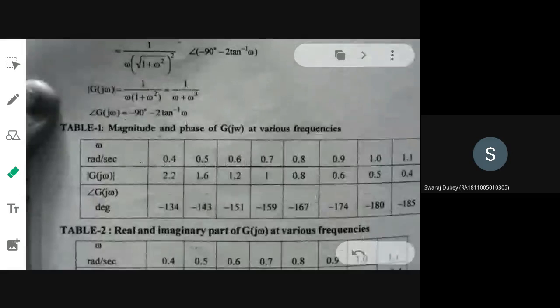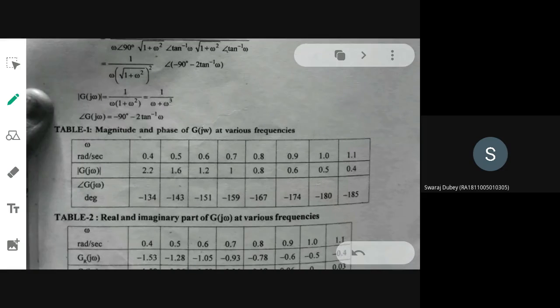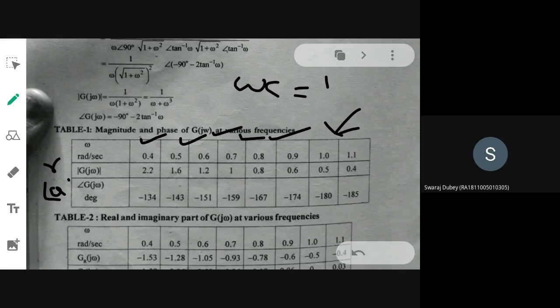What are the values of ω that they have chosen here? See the table column. This is my R, this is my angle theta in degrees. I have taken what values of ω here? 0.4, 0.5, 0.6, 0.7. First you check what your corner frequency value is. That will be 1 divided by the square root of 1, which is 1. Around this value you choose. Check out the corner frequency, and in and around the corner frequency value, you choose ω values.